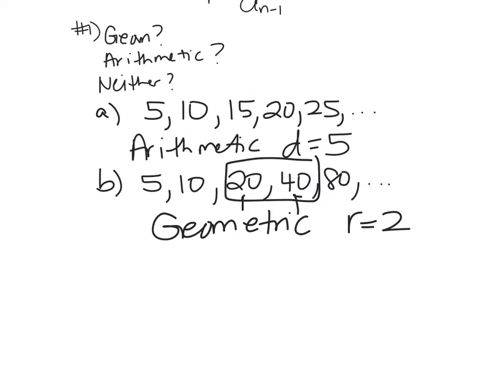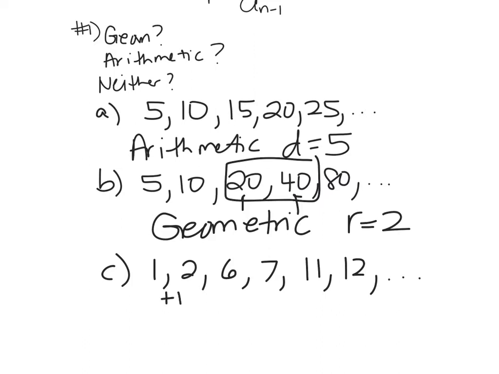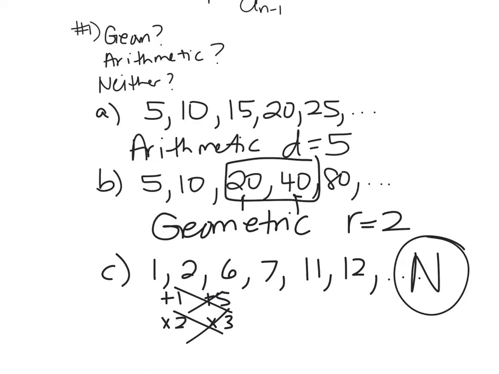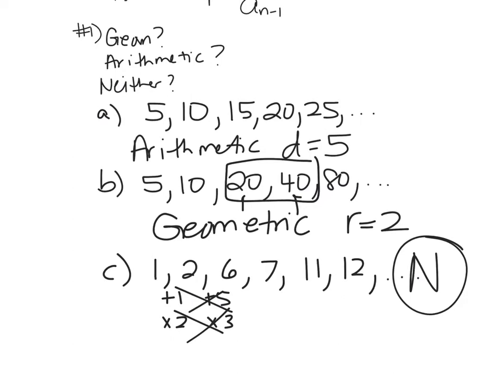Okay, how about this one? 1, 2, 6, 7, 11, 12. Neither. I could think, okay, I'm adding 1, but then I would add 5. Well, that's not it. And then I think, okay, I'm multiplying by 2, and then I'm multiplying by 3. Well, that's not it either. They have to be the same number. So this one would be a neither. None of the above. I don't even know what that pattern is. Do you? 1, 2, 6, 7. Oh, we could probably figure that out. That would be kind of fun.